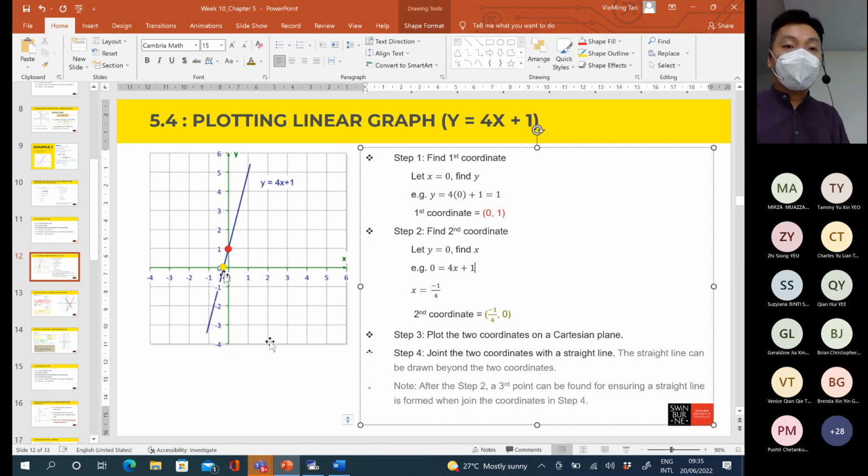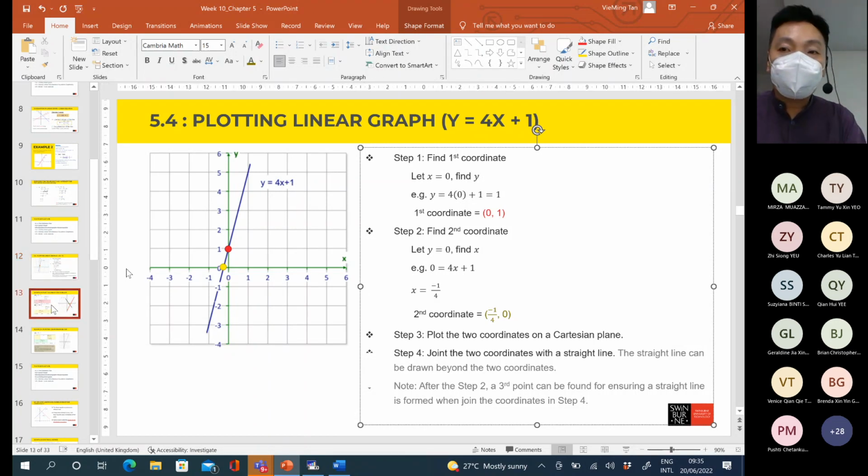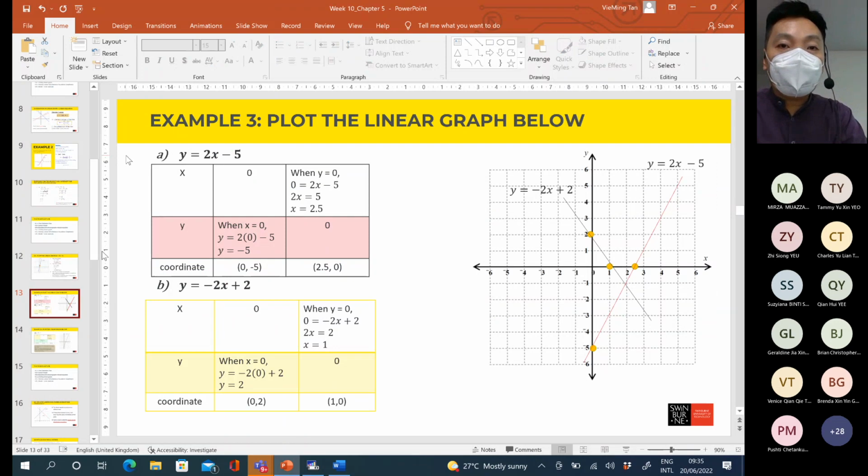One example is not enough. Let's try another example. Let's say there's another linear line, y equals 2x minus 5. From this equation, we know that the slope should be a positive number. That means this slope should be upward sloping. And c is negative 5, so this line will pass through negative 5 at the y-axis. This already gives us some idea.